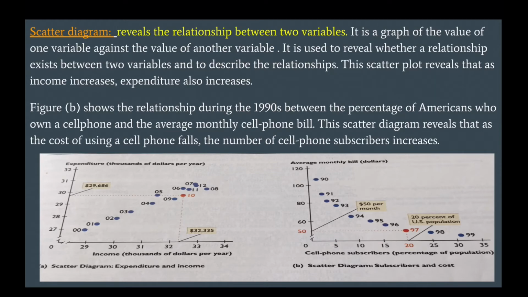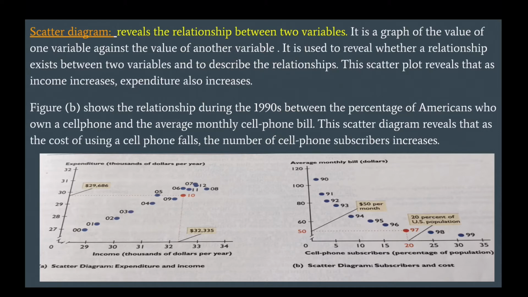The second type of graph that is very widely used in economics is the scatter diagram. It reveals the relationship between two variables. It also helps us to know the correlation between two variables. It is a graph of the value of one variable against the value of the other variable. It is used to reveal whether a relationship exists between two variables and to describe the relationship. This scatter plot reveals that as income increases, expenditure also increases.